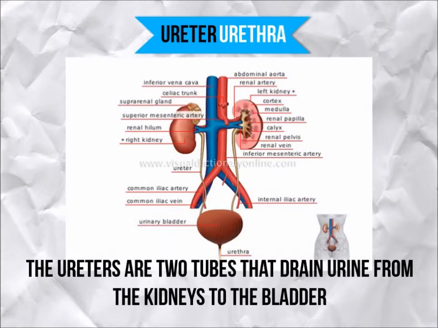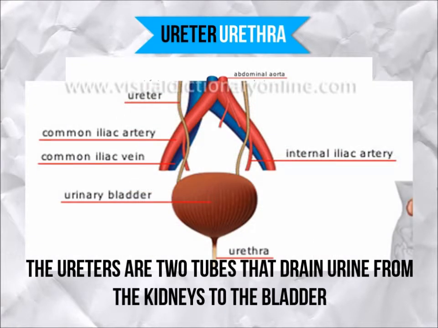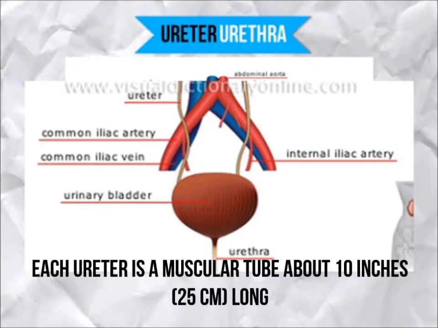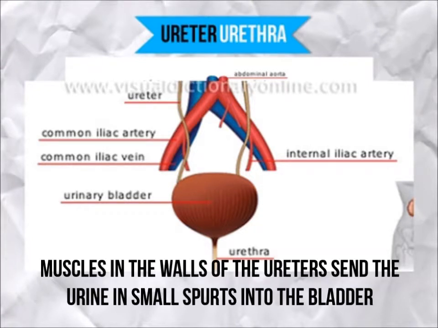Ureters. The ureters are 2 tubes that drain urine from the kidneys to the bladder. Each ureter is a muscular tube about 10 inches or 25 centimeters long. Muscles in the walls of the ureter send the urine in small spurts into the bladder.